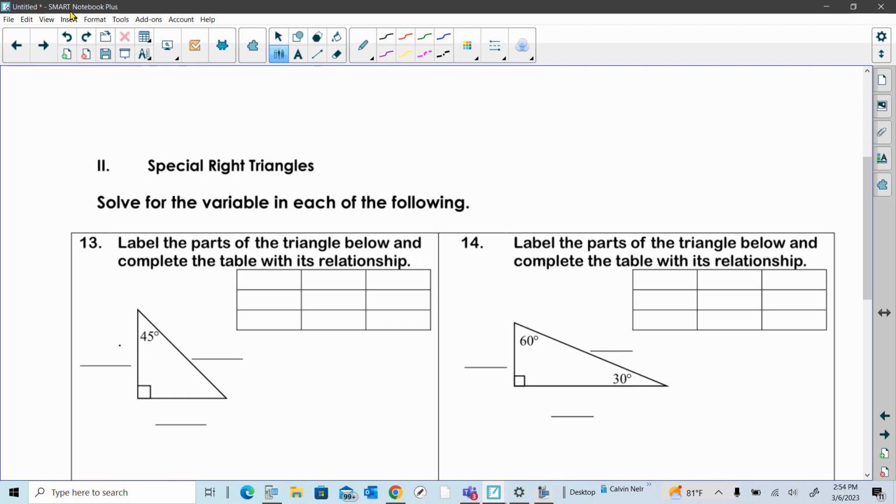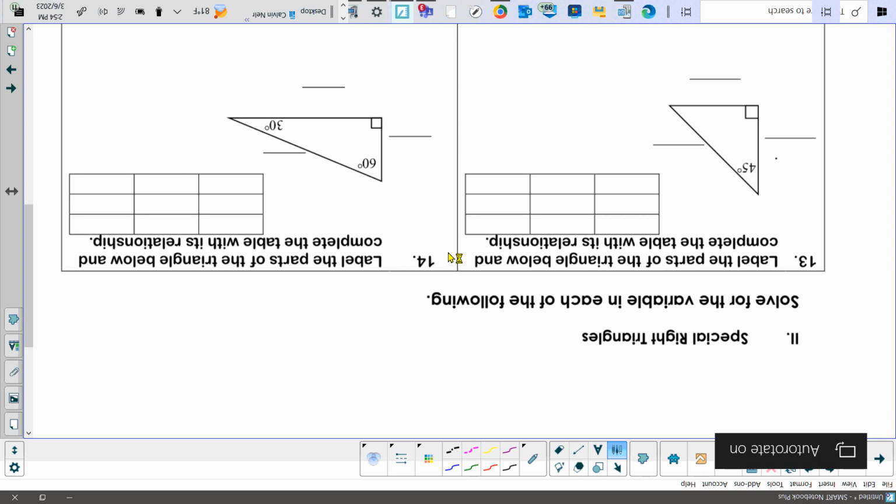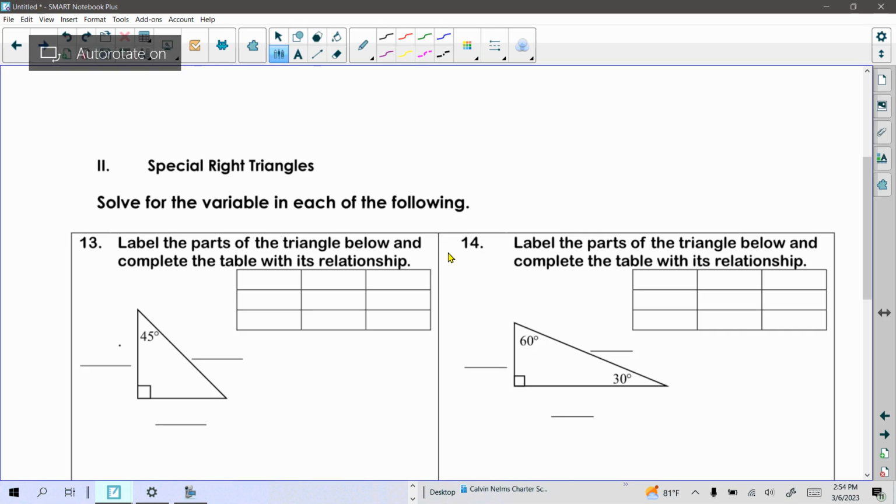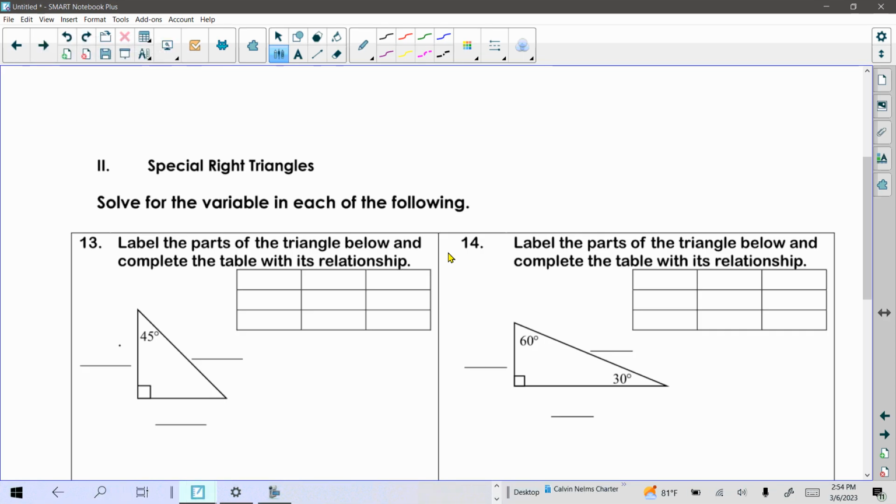Alright guys, for the next section, now we're really going to focus on the special right triangles. So, you have to know some rules. There's some parts that we need to know, have memorized. Now, an example, basically a picture will be provided for you on your formula chart. I'll kind of show you that.